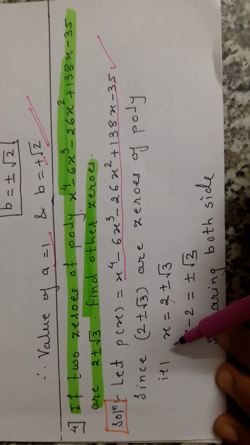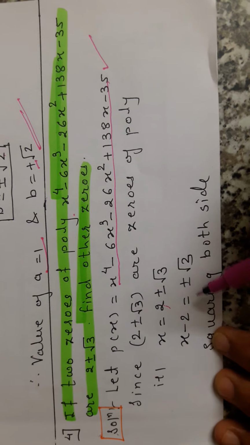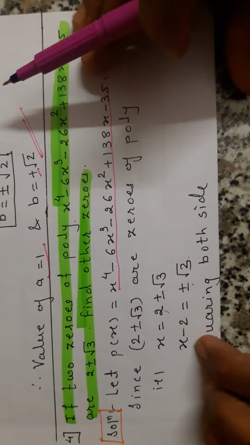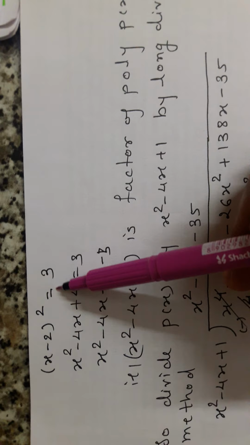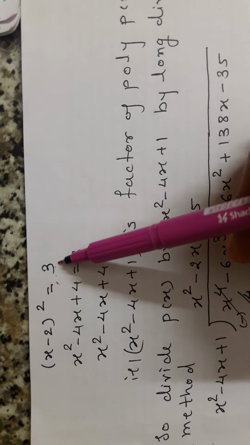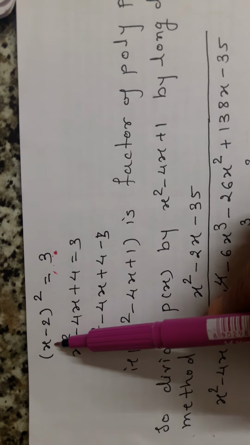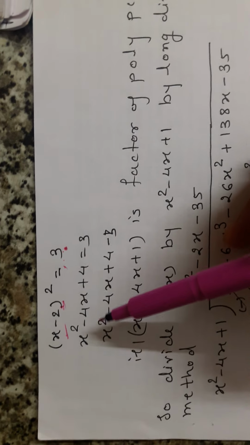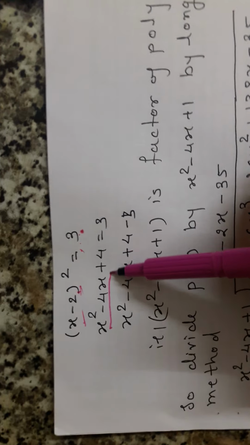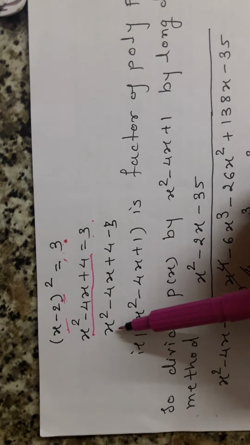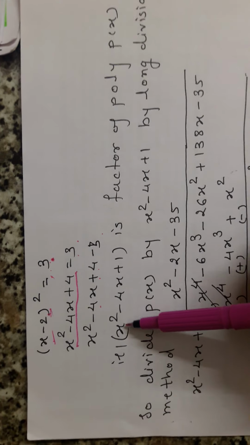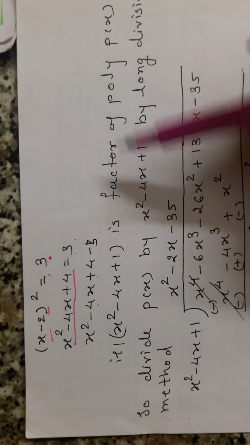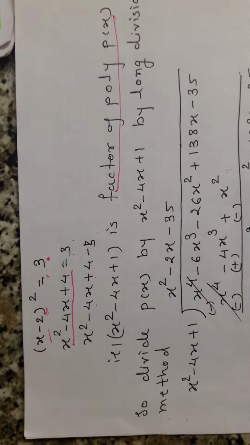If we shift 2, we get x minus 2 is equal to plus minus root 3. So what we will do is square both the sides. We get x minus 2 whole square, which is equal to plus minus root 3 square, that is nothing but 3. And here we will use the second identity, x minus 2 whole square is x square minus 4x plus 4, which is equal to 3. Therefore x square minus 4x plus 4 minus 3, which is x square minus 4x plus 1, is a factor of polynomial p of x.